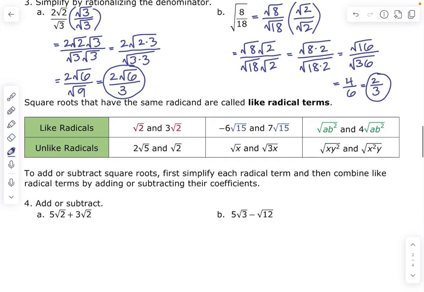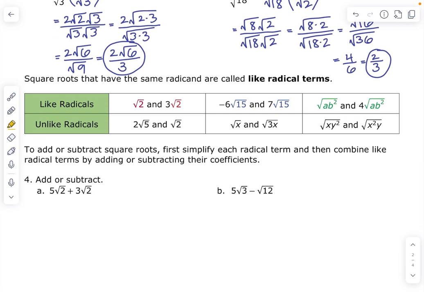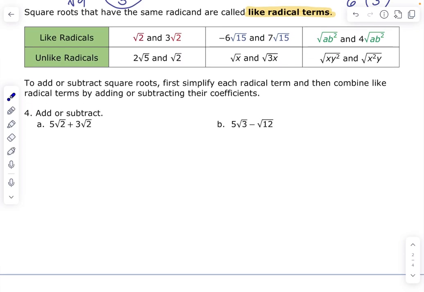All right, square roots that have the same radicand are called like radical terms. We're looking at some examples here. The square root of 2 and 3 square root of 2 both have that square root of 2 component. Negative 6 square root of 15 and 7 square root of 15 both have that square root of 15 component. To add or subtract square roots, first we have to simplify so that each radical term is in simple radical form, and then combine like radical terms by adding or subtracting their coefficients.